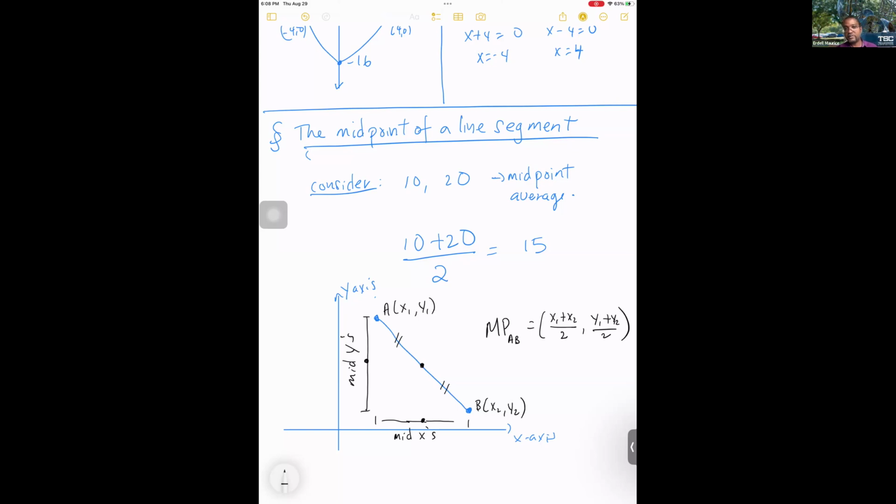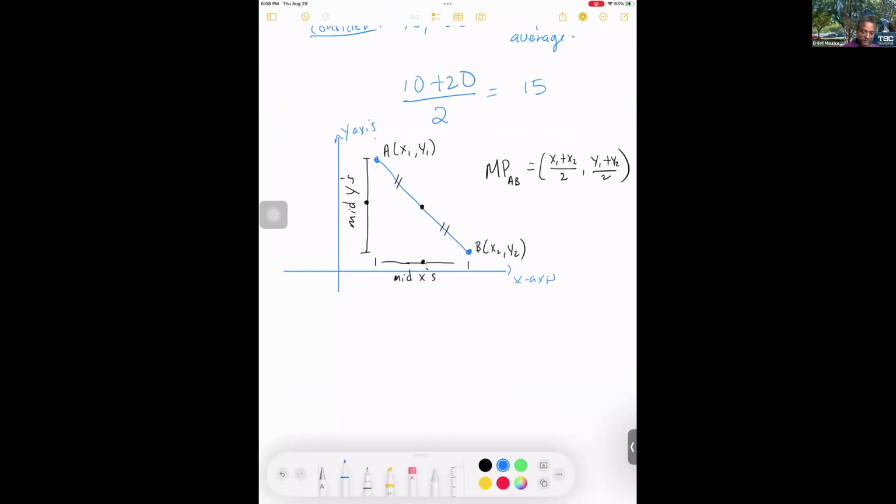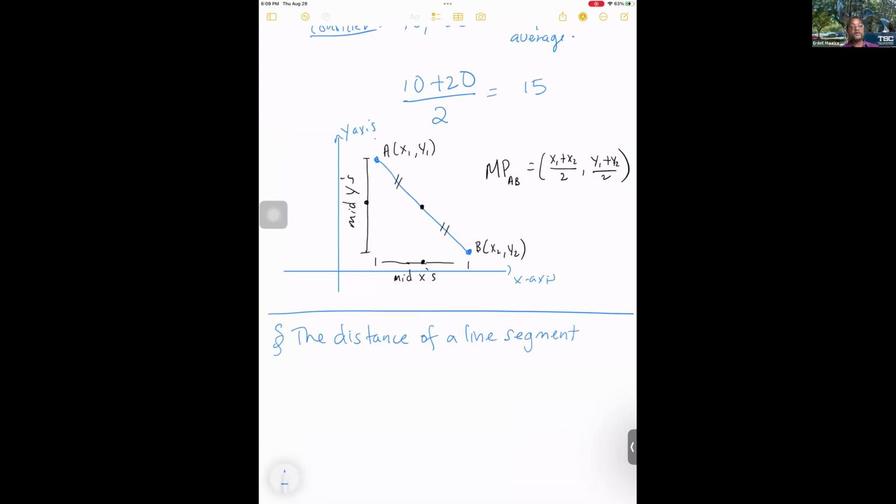Questions there? The distance of a line segment comes from Pythagoras' theorem. You guys remember Pythagoras' theorem? The Pythagorean theorem, that c squared is equal to a squared plus b squared. You remember this fancy theorem?